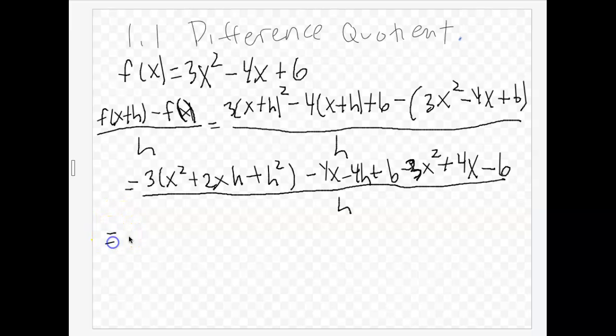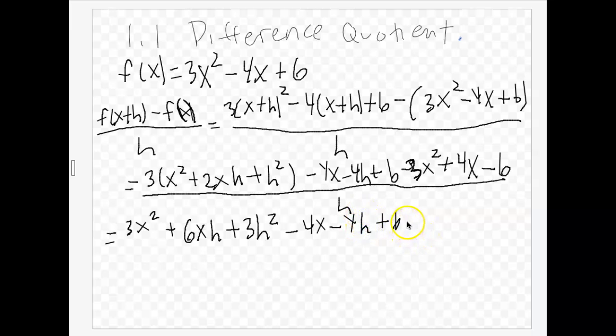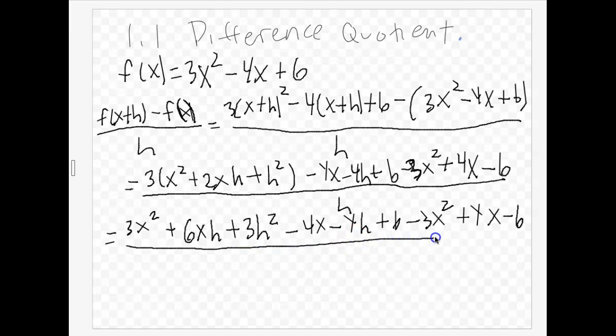Now I'll distribute the 3. So we'll have 3x squared plus 6xh plus 3h squared. Let me just check my work here. Then minus 4x minus 4h plus 6, minus 3x squared plus 4x minus 6, all over h.